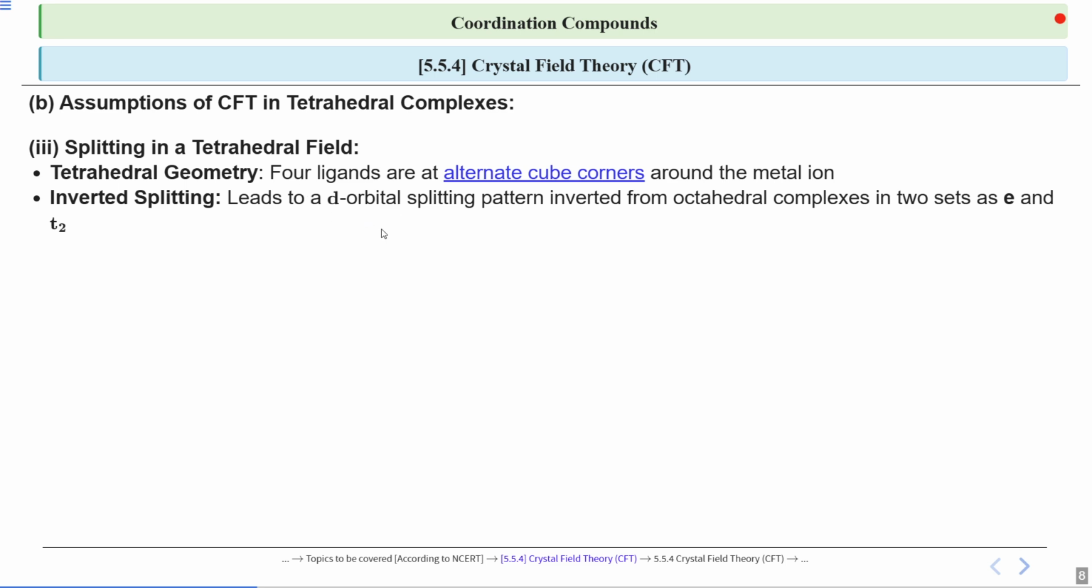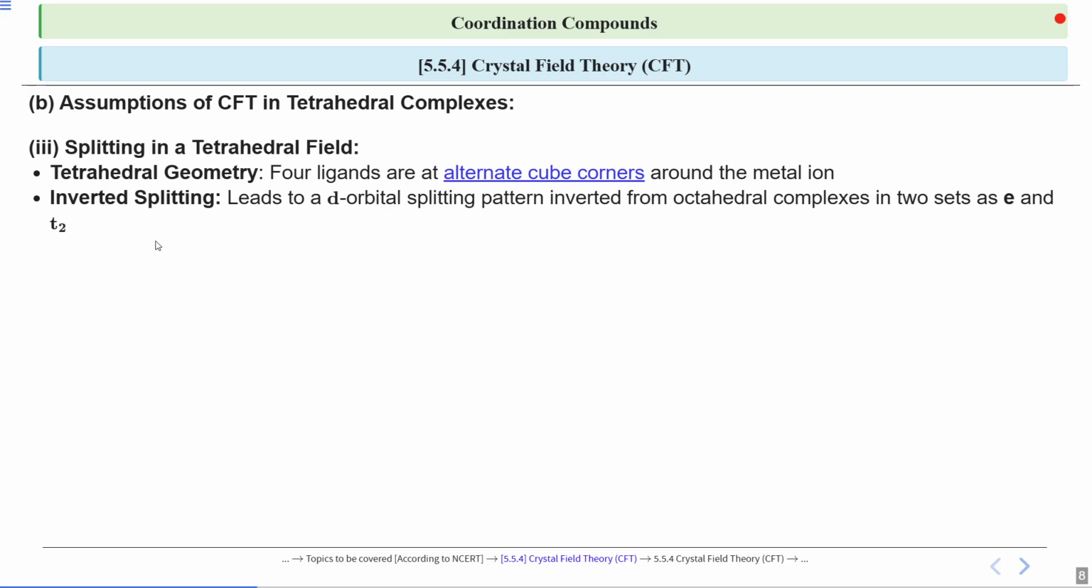It leads to a d orbital splitting pattern inverted from the octahedral complexes, in 2 sets as E and T2. Now here what is happening? Why are we calling it inverted splitting? Because as compared to the octahedral complexes, here the splitting is in the inverted pattern. The d orbital splitting pattern is inverted from the octahedral complexes, and here again the splitting is into 2 sets. First is E and the other is T2.